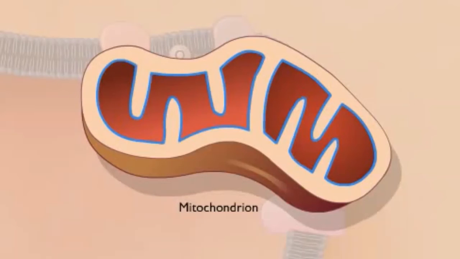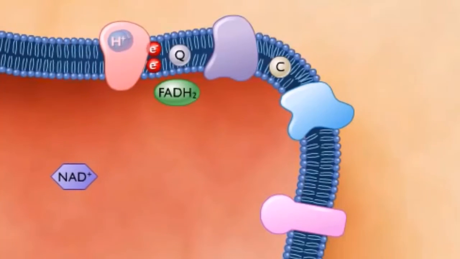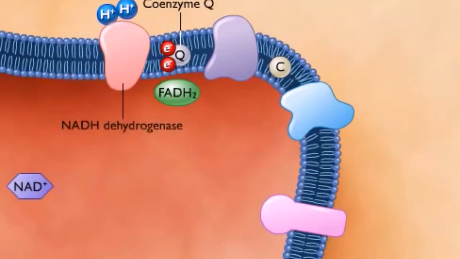In the mitochondrion, the energy stored in NADH is used to generate a proton gradient across the mitochondrial membrane, and the energy of the proton gradient is used to make ATP. When glucose is oxidized during glycolysis and the Krebs cycle, the coenzymes NAD and FAD are reduced to NADH and FADH2. Inside the mitochondrial matrix, the electrons from NADH are transferred to the electron carrier coenzyme Q by NADH dehydrogenase, and the protons are transferred across the membrane to the intermembrane space.